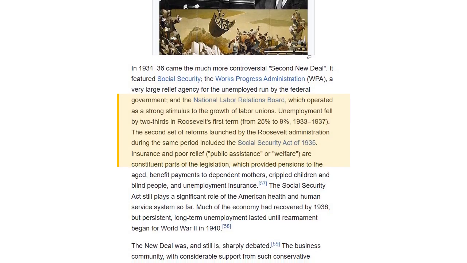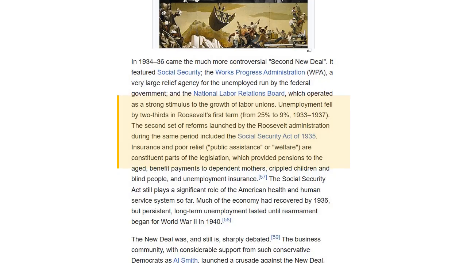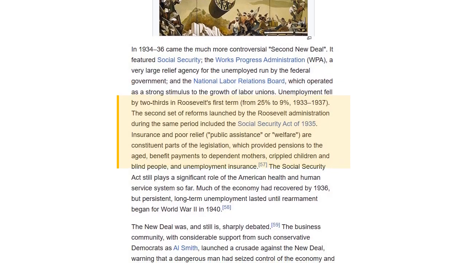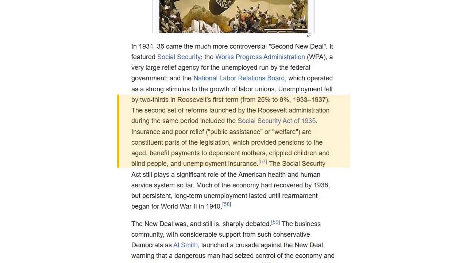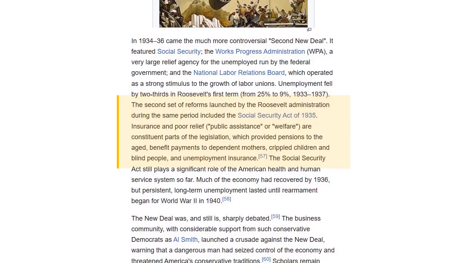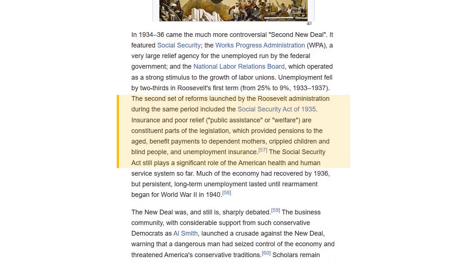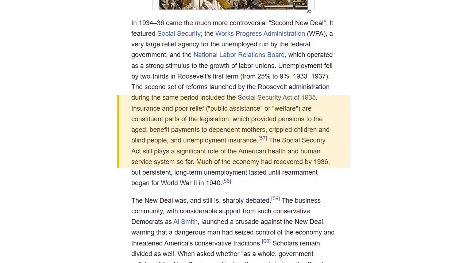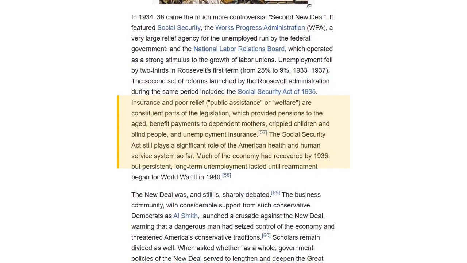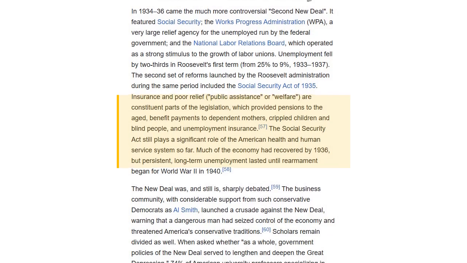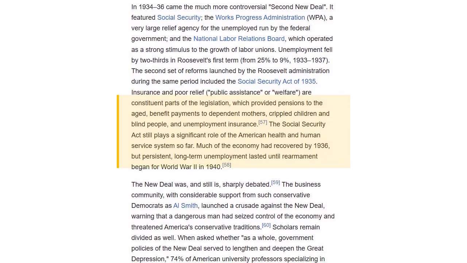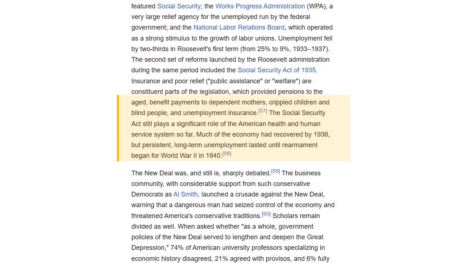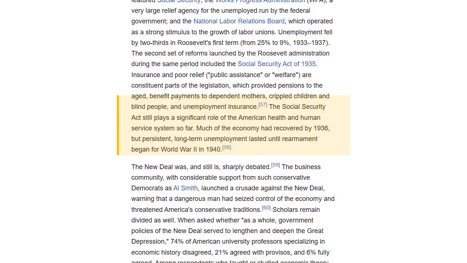1933-1937. The second set of reforms launched by the Roosevelt administration during the same period included the Social Security Act of 1935. Insurance and poor relief, public assistance or welfare are constituent parts of the legislation, which provided pensions to the aged, benefit payments to dependent mothers, crippled children and blind people, and unemployment insurance. The Social Security Act still plays a significant role of the American health and human service system so far.